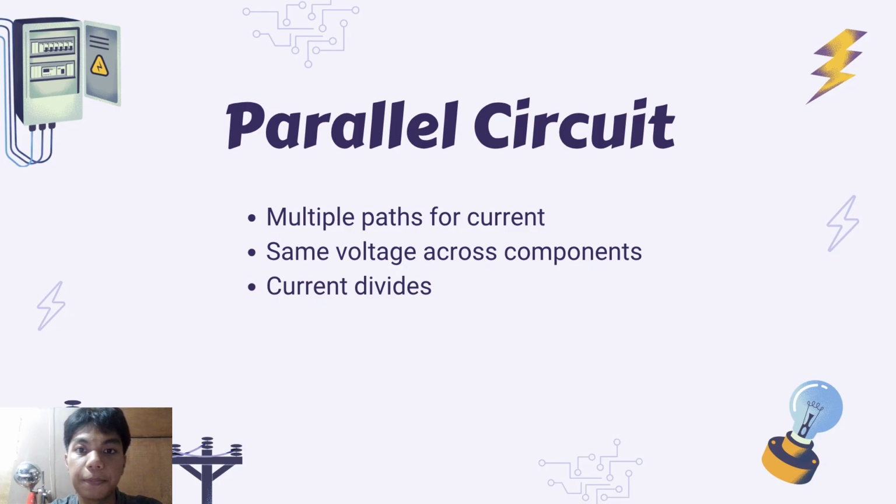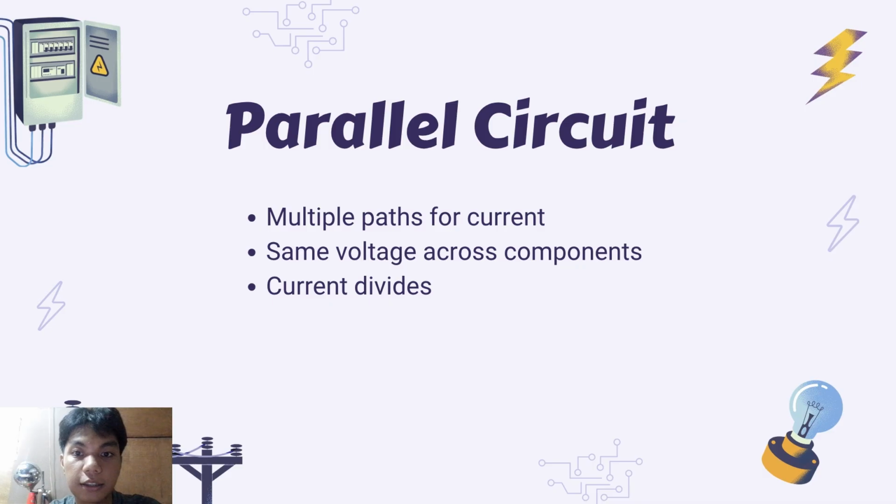Next is the parallel circuit. In a parallel circuit, there are multiple paths for current to flow. Each branch provides a separate path, so the current is divided among them. One key feature of the parallel circuit is that the voltage across each branch is the same. However, the current can vary depending on the resistance in each branch.